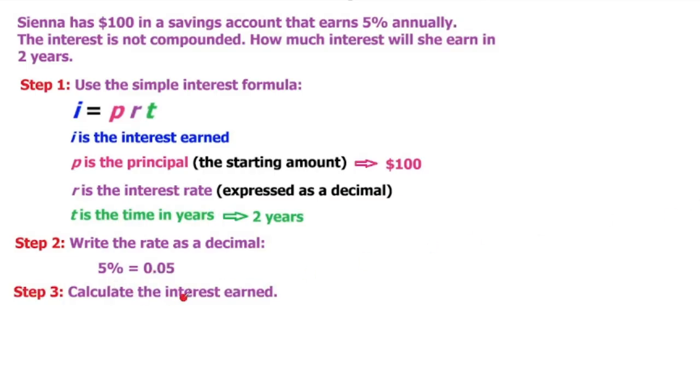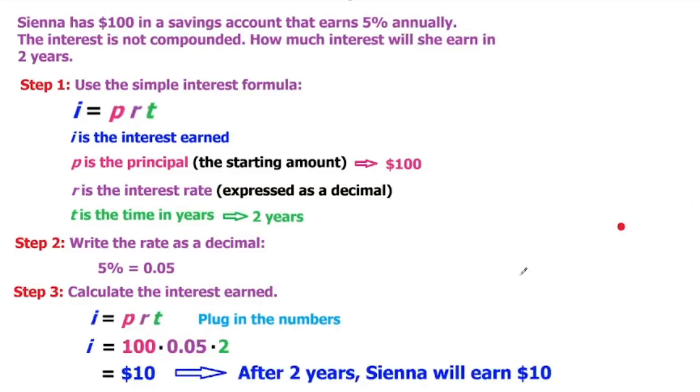So now we can calculate the interest earned. We just plug in the numbers that we know into our interest formula. So we have P, it's 100. We know R in decimal form is 0.05 and time is 2. So we could calculate that out. So the interest is $10. So after 2 years, Sienna will earn $10 in interest.